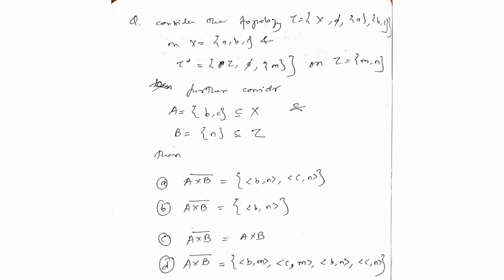So the next question is, consider the topology tau as X, empty set, A, then BC on X, where X is equal to ABC, and tau star as Z, empty set, singleton M on Z, where Z is equal to MN. Further, consider A as the set BC, subset of X, and B, that is singleton N, subset of Z. You need to find which of the following options is correct, whether it is option A, B, C, or D. Find the closure of A cross B.